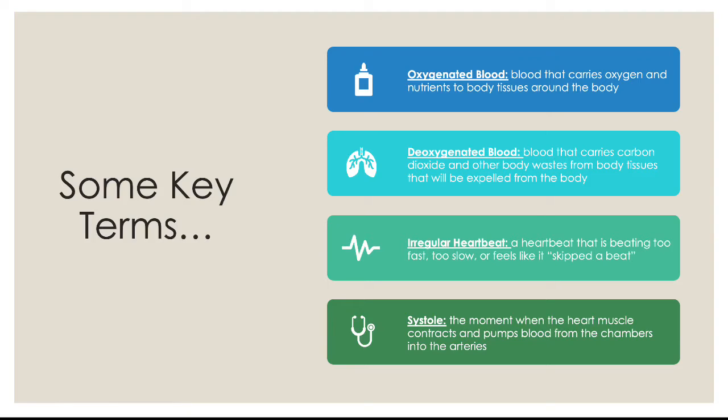Another one is irregular heartbeat, which is a heartbeat that is beating too fast, too slow, or feels like it skipped a beat. Moving on, another one is systole, which is the moment when the heart muscle contracts and pumps blood from the chambers into the arteries.